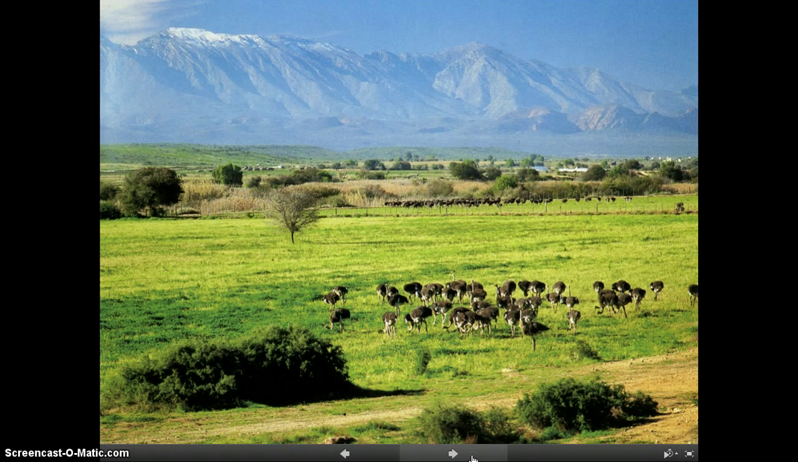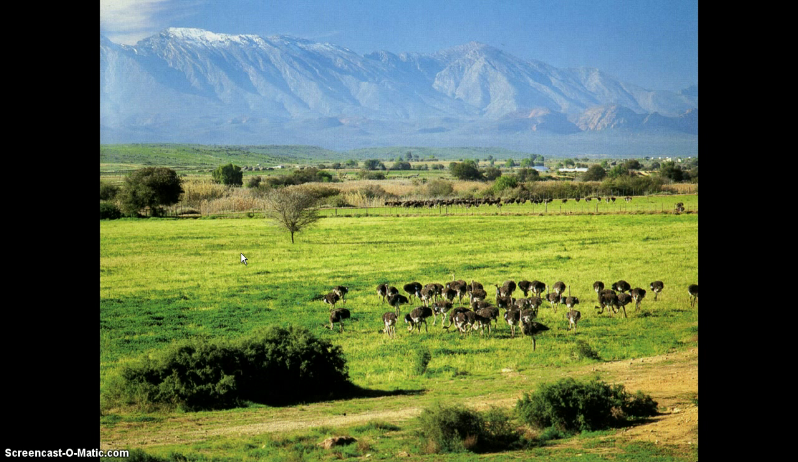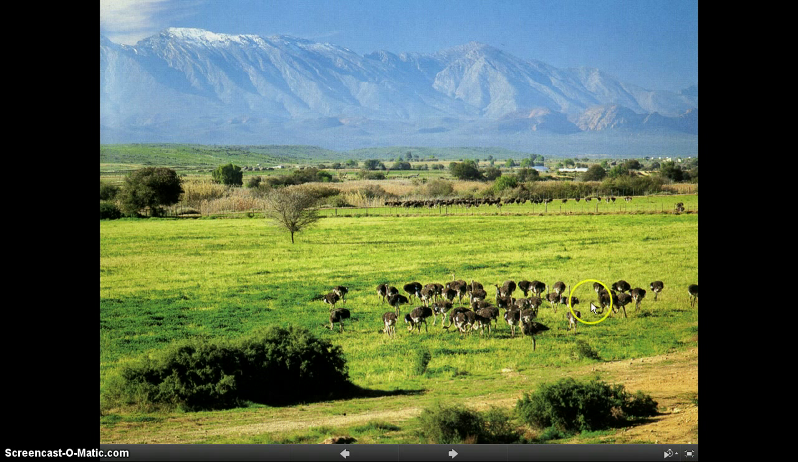This is South Africa. This is what a savanna would look like. It's where lots of the wildlife that you would consider Africa to have, that you would see in things like The Lion King. This is what that land looks like. You can see these ostriches here, and the mountains of South Africa in the background.